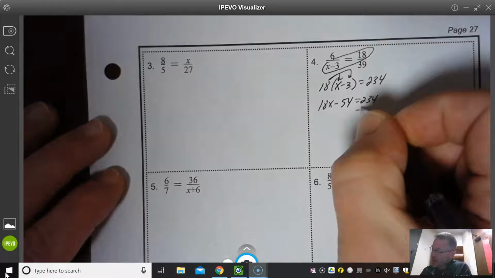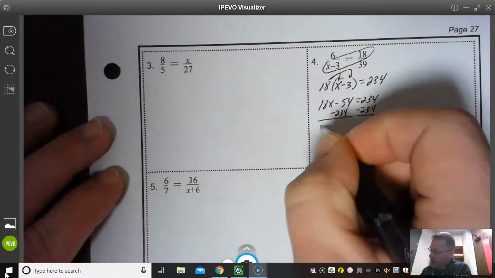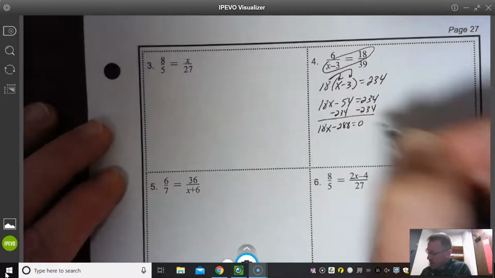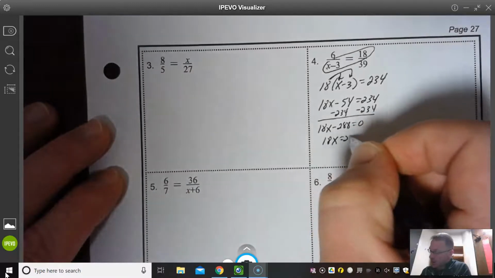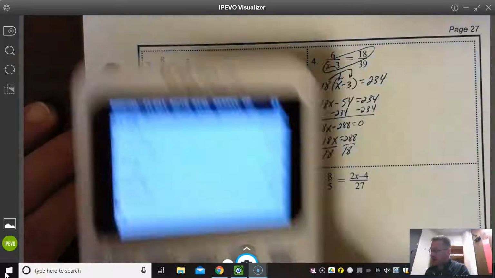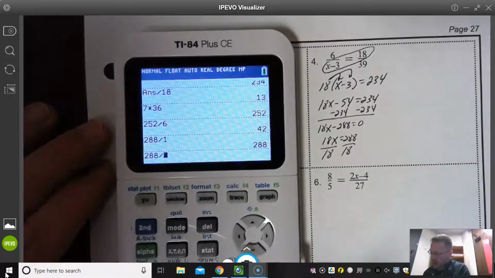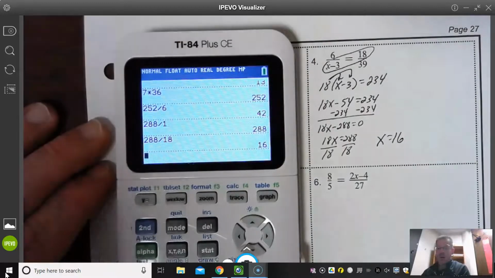And then I always get things equal to 0 when I solve, so I'm going to subtract 234 from both sides. So 18x minus 288 is equal to 0. That means that 18x equals 288, and now I can divide both sides by 18. Oh, that's not right. Let's get the 18 in there. I get x would equal 16.